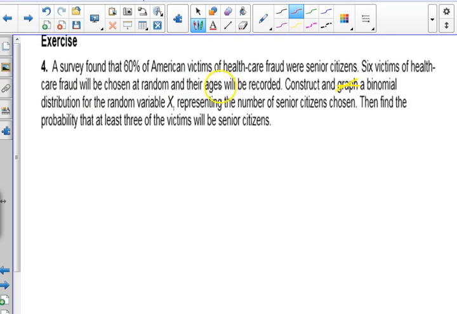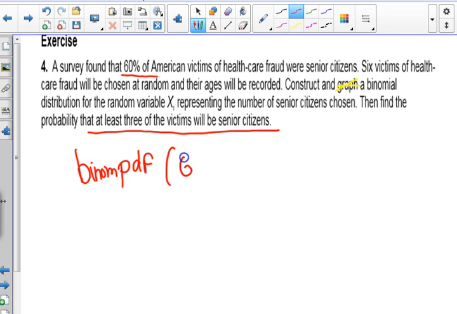Okay, we're going to do this question. So the survey found that 60% of the victims of healthcare fraud were senior citizens. We are going to randomly pull out of a hat or whatever, 6 victims of healthcare fraud, and we're going to decide, what is the probability that at least 3 of them will be senior citizens? We're pulling a sample of 6. The chance we get a senior citizen is 0.6.